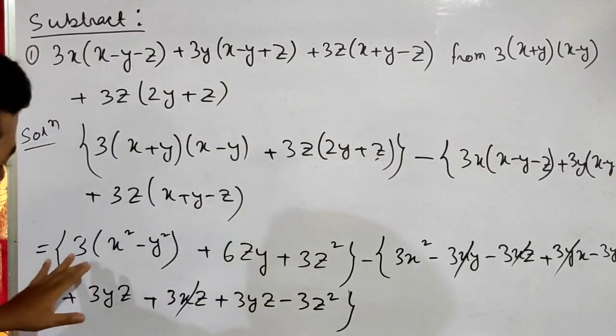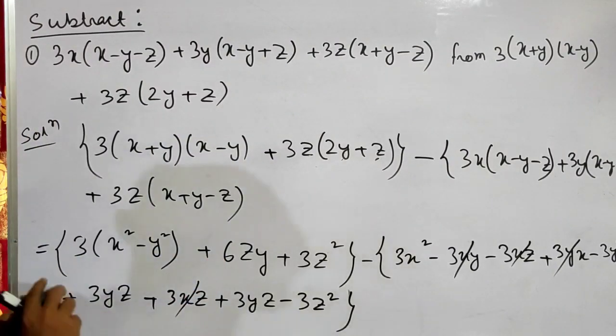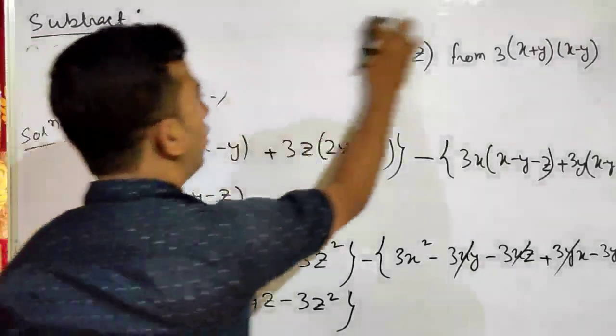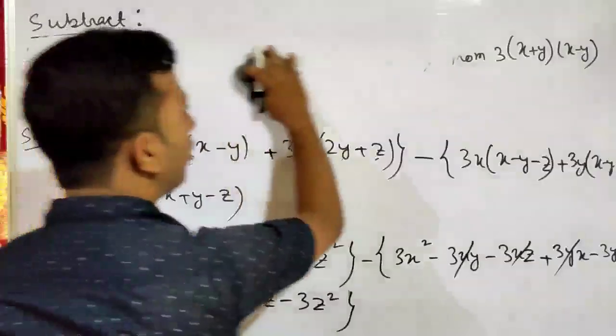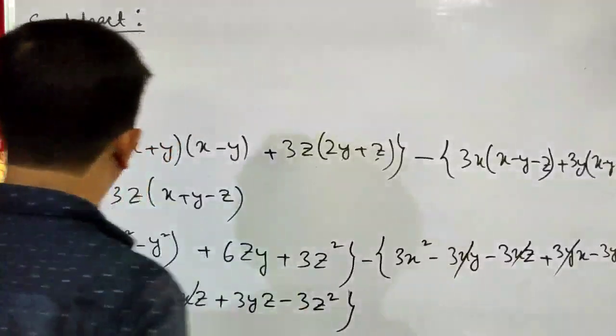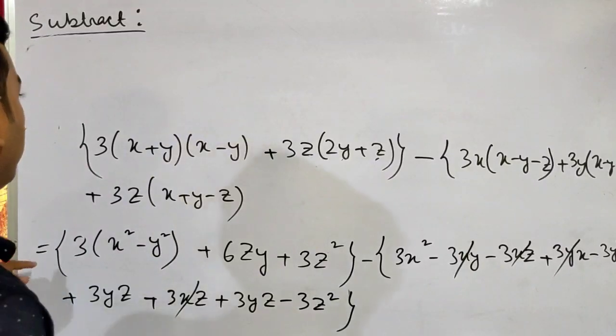So now we'll multiply, we'll solve. Let's solve this one. It's very easy, just a bit long process. Not so long, but this equation is long, isn't it? Till now I have written only one line, isn't it?